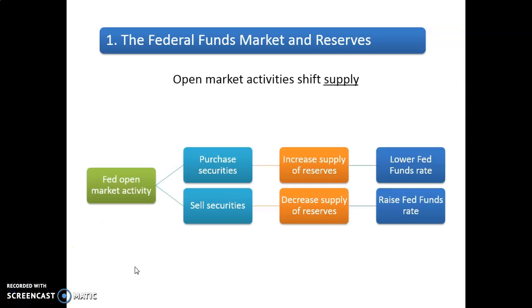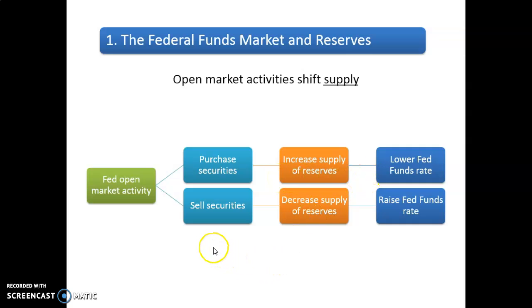Now let's look at open market activities that the Federal Reserve can involve themselves in. If they want to do things to shift the supply, if they want to expand the monetary supply, they can purchase securities, which will increase the supply of reserves, and that tends to lower the Fed funds rate.